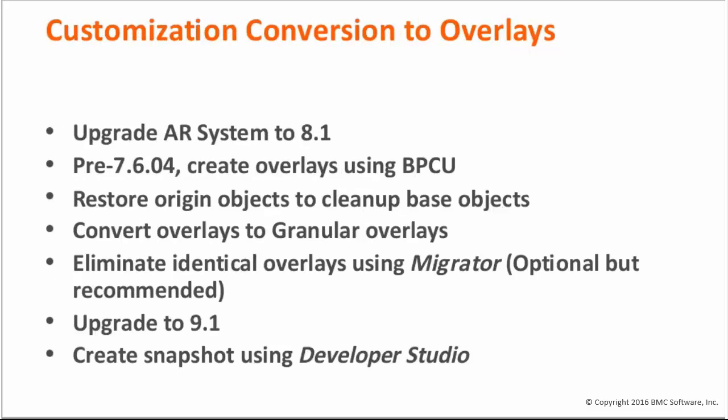If you are upgrading from 7603 or a prior version of AR server, then you need to first upgrade AR system to 8.1 and apply the latest hotfixes or patches available. You need to use the BPCU utility to create overlays, then restore origin objects to clean up the base objects. Upgrade AR system to 9.1, then convert overlays to granular overlays using Developer Studio 9.1 or a higher version. Using migrator, compare overlays with base and delete identical overlays. Now you need to create a snapshot using Developer Studio that will be used during three-way reconciliation after upgrading all modules.